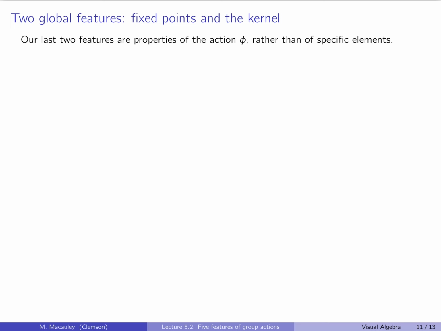Okay, so we've spent most of this lecture on our 3 local features, but we have 2 global features of every group action, and those are the fixed points and the kernel. I call these global because they are properties of the actual action, that is the homomorphism, rather than of specific elements in the group or the set. One of these definitions, fixed points, is new, and the other one, kernel, is a familiar concept, but in this new setting.